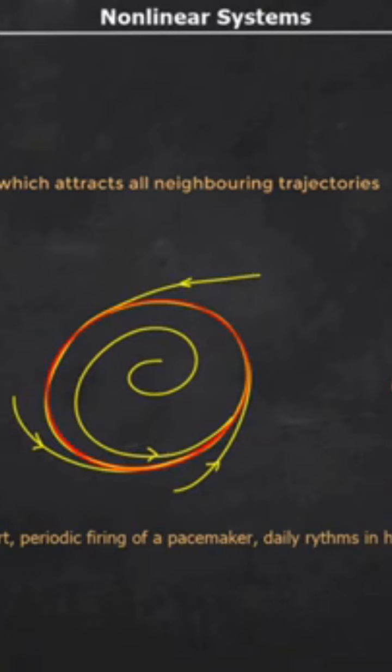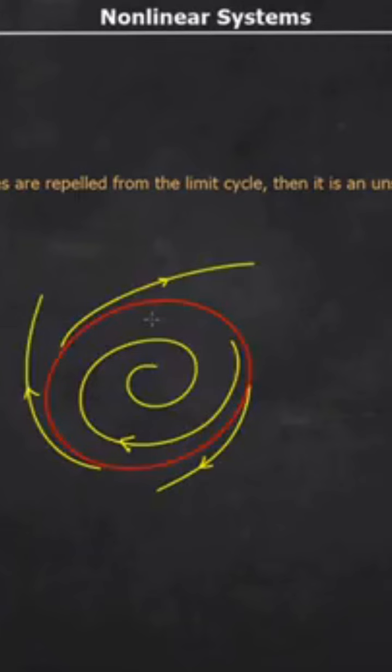Now coming to the second case, unstable limit cycle. If the neighboring trajectories are repelled from the limit cycle, then it is an unstable limit cycle. That is, all the trajectories which are sufficiently close to the limit cycle diverge from the limit cycle as time approaches infinity. Now coming to the third case, that is half stable limit cycles.